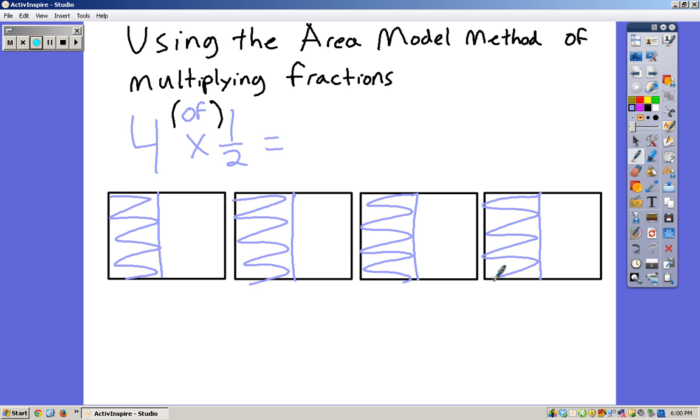So we'll have 1/2 here plus 1/2 here plus 1/2 here plus 1/2 here, which will equal 4/2, which then reduces to 2. That's how you can use area models to do it. So again, 4 times 1/2 equals 2.